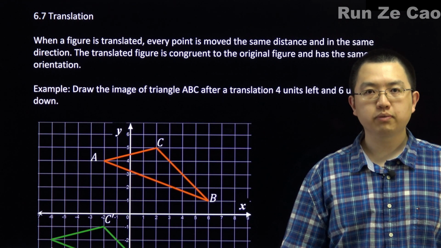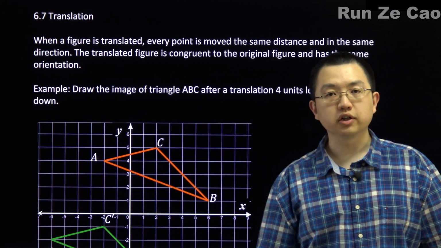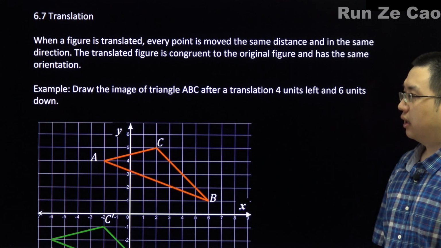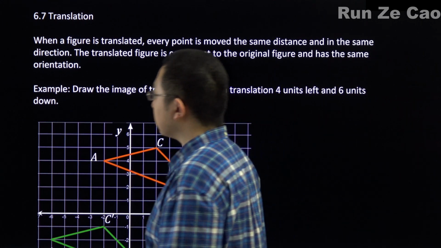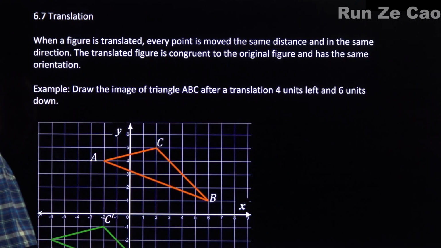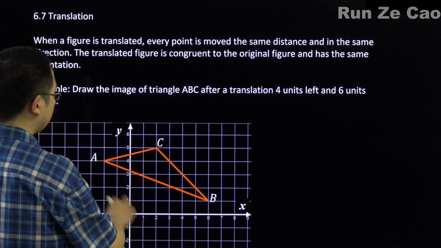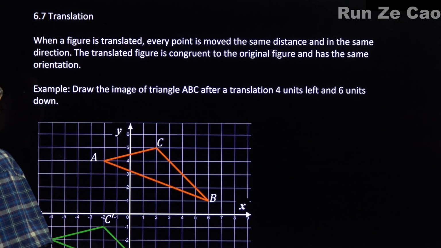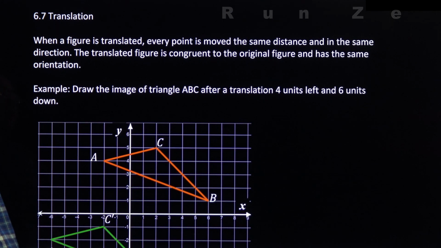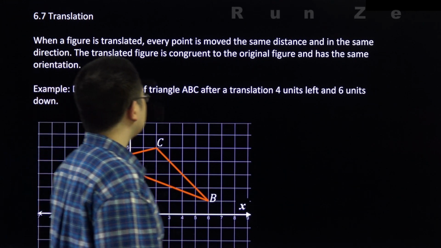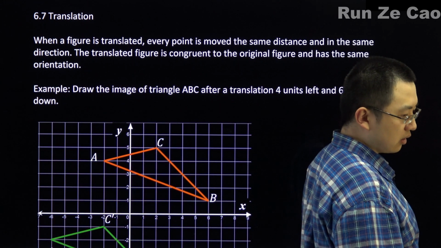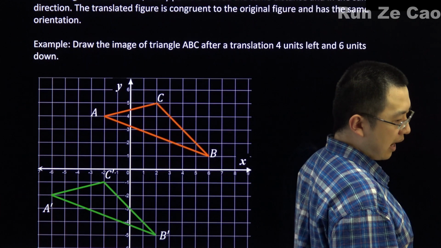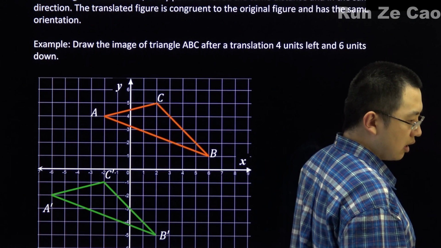Translation is something you've probably done in much earlier grades as well. Reflection, you probably also did that, but translation is probably one of the first geometric transformations you deal with on grid paper. So when a figure is translated, every point is moved the same distance and in the same direction. The translated figure is congruent to the original figure and has the same orientation.